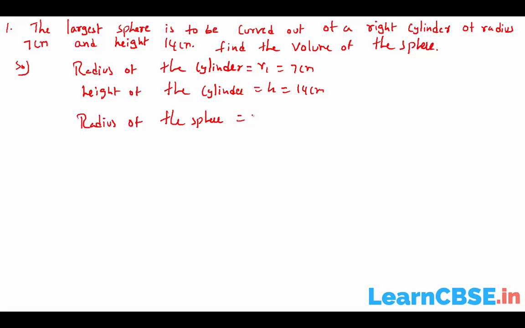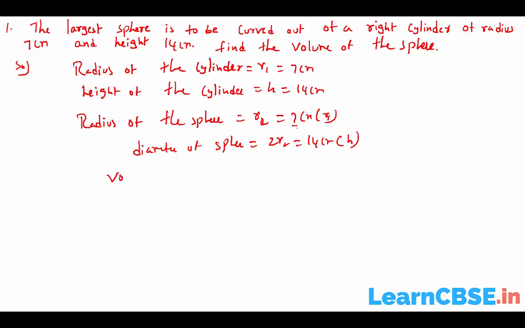must be equal to R1. R2 is equal to R1, the radius of the first sphere, then it will be the largest. And height, that means diameter of the sphere must be equal to 2R2, 14 centimeters, it will be the height. So that means radius must be 7 centimeters.